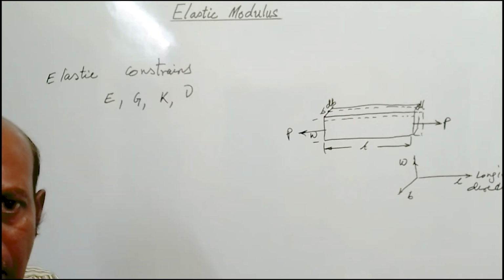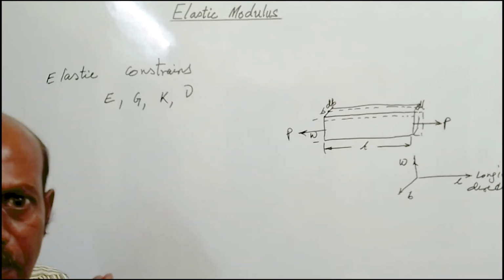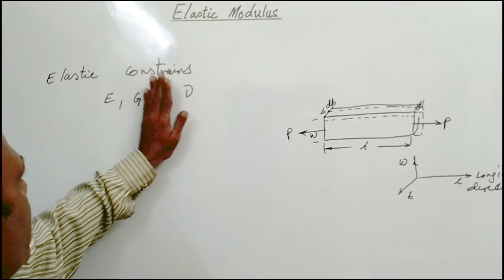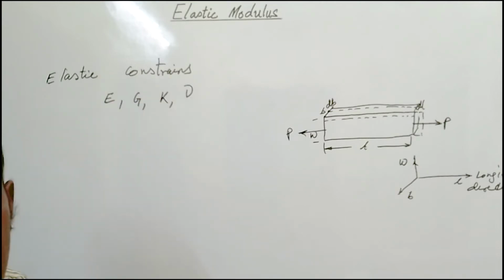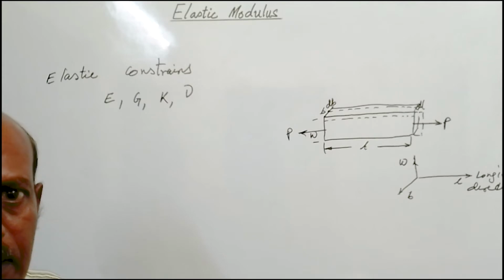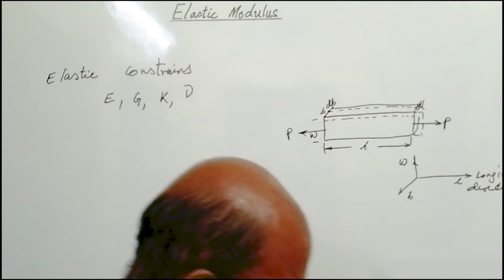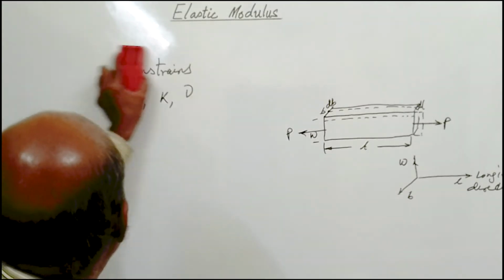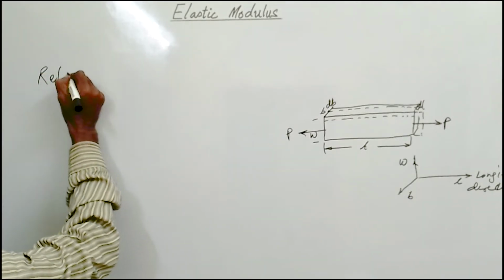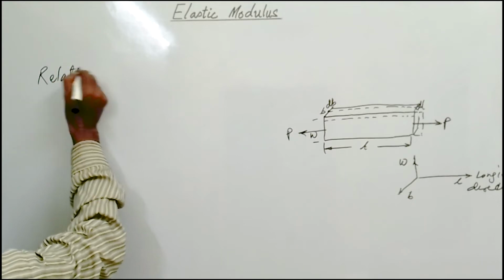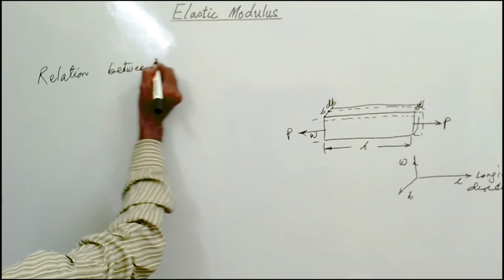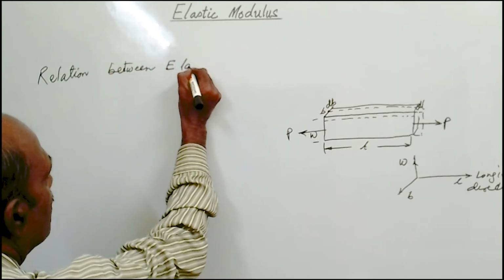So the properties of an isotropic body can be defined completely if we know any two of these properties. So now we'll see the relation between the elastic modulus, or elastic constants.